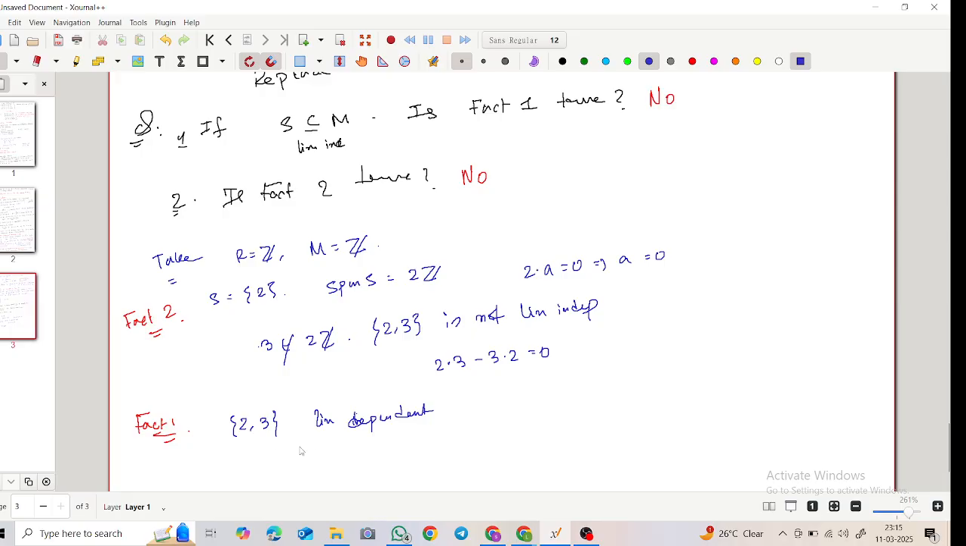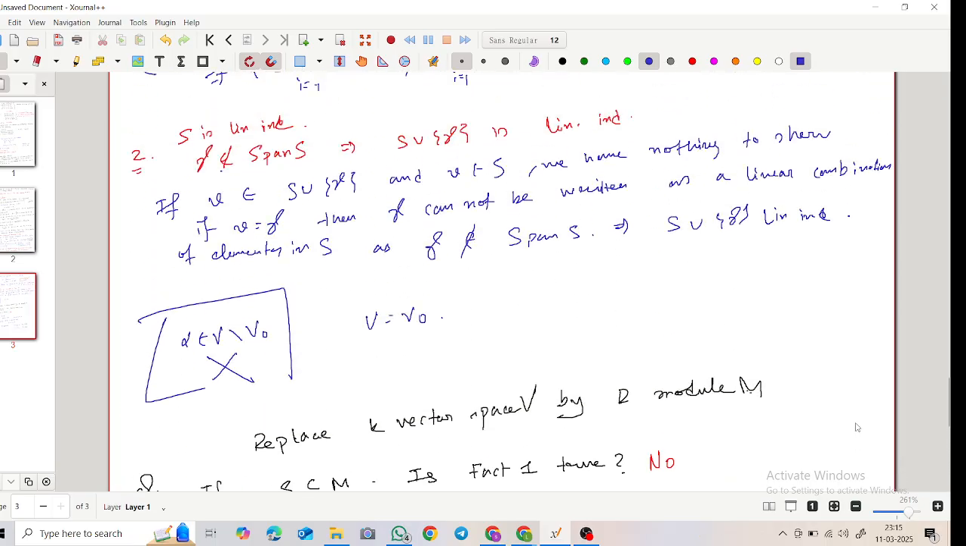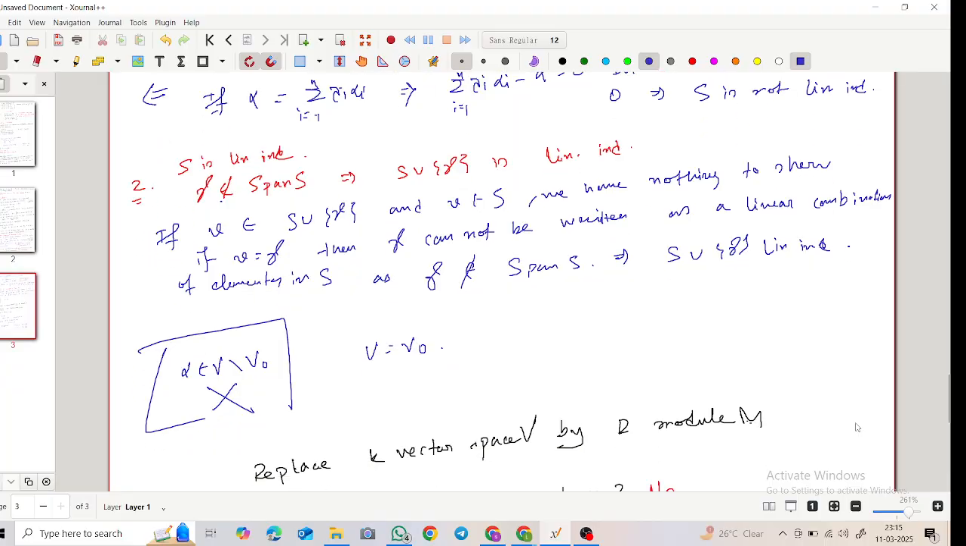But these are not scalar multiples of one another. Like 2 is 2 by 3 times 3, and 3 is 3 by 2 times 2. But this 2 by 3 is not in Z, and this 3 by 2 is also not in Z. Okay. So even though linearly dependent doesn't mean one is the scalar multiple of the other. Clear? Now you understand why there may not exist a basis of a module.